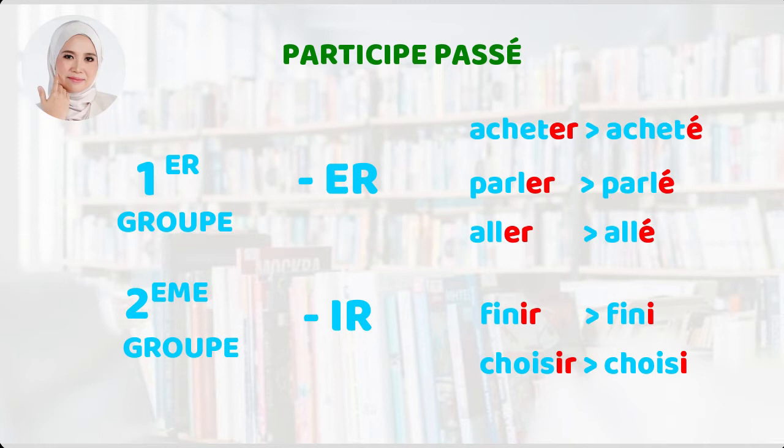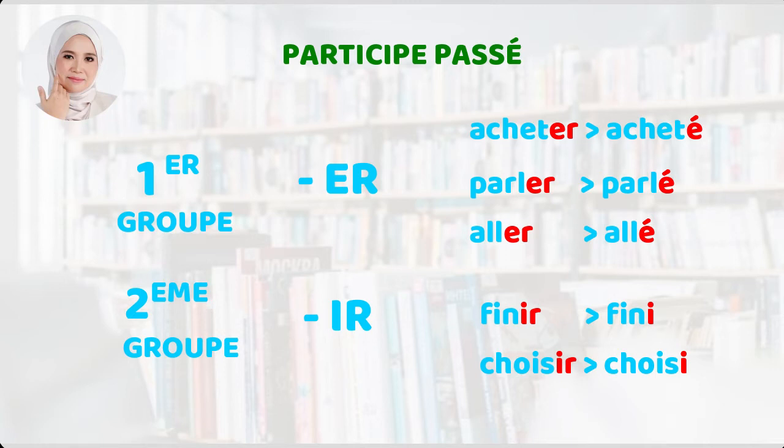Okay, now let's look at the second group of French verbs. The second group French verbs end with IR. Now, for the past participle, normally it will change to ending in I. Here we have finir, fini, choisir, choisi. Okay? Right? That will be for the first group and second group. This is only for the past participle, okay? The second component.